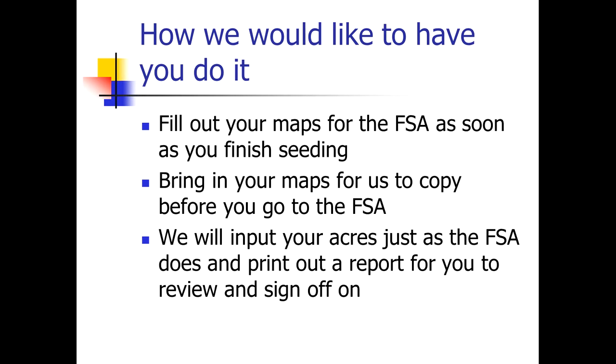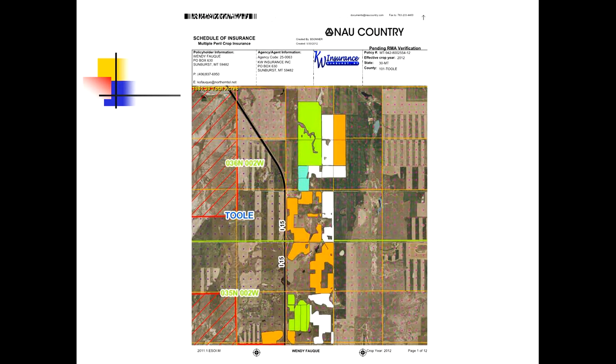Bring in your maps to us after you fill them out before you take them into the FSA for them to input. We'll input your acres just as the FSA does and print out a report for you to review and sign off on. So this process pretty much mirrors what the FSA is doing, as you can see. You bring us in your maps, we actually plug them into the computer and kick out a report. Just like their 578, we're going to kick out your schedule of insurance for you to sign to verify that it's correct on the crop insurance side.